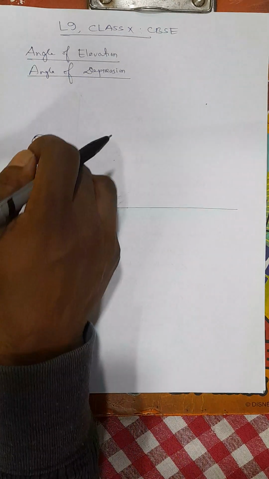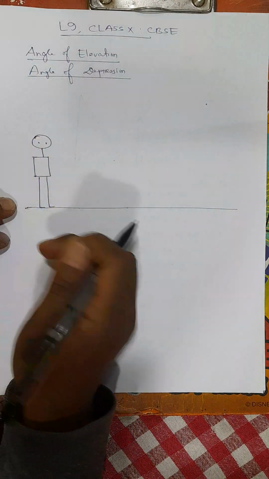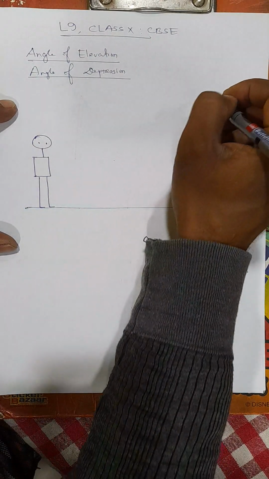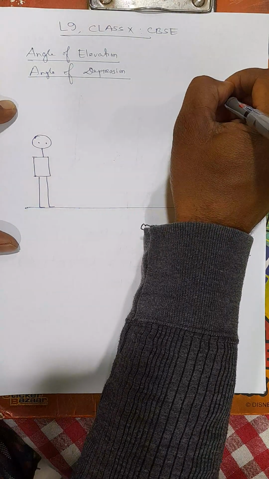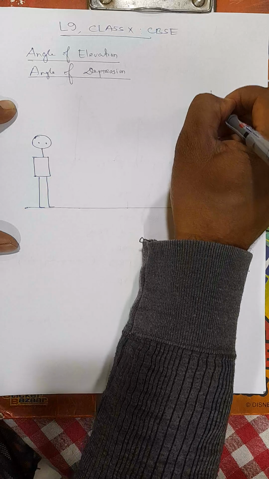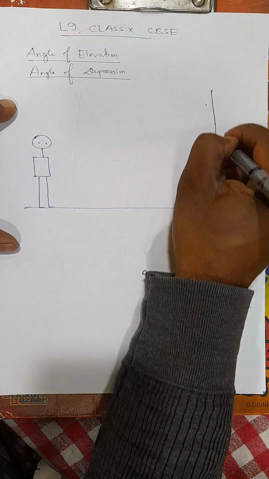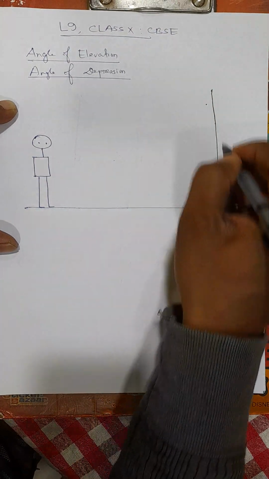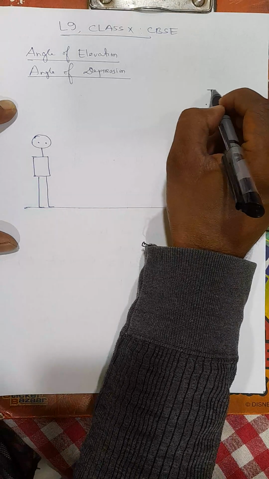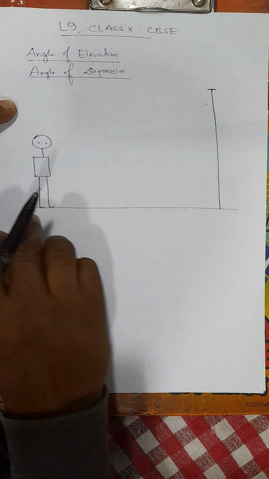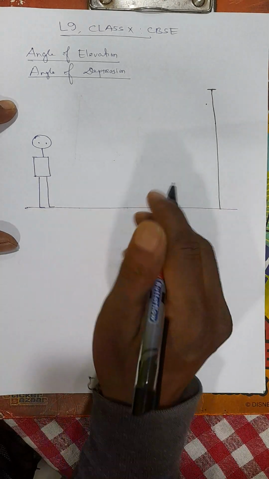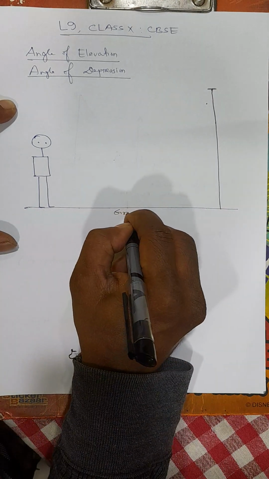Say for example, you are standing on the ground and you are observing a tower at a distant place from the position of your standing. Say it is a tower, right? And this is the top of the tower. Then let us imagine that this ground level is a straight line. It's a ground level.